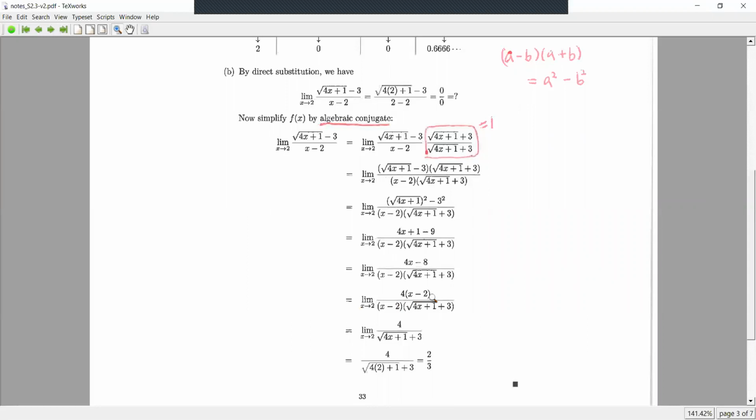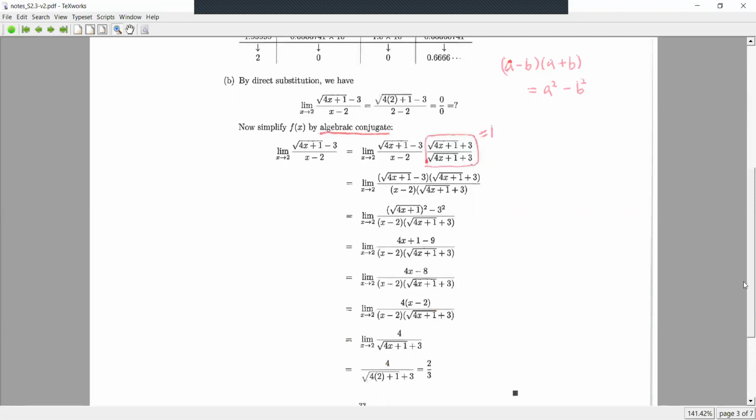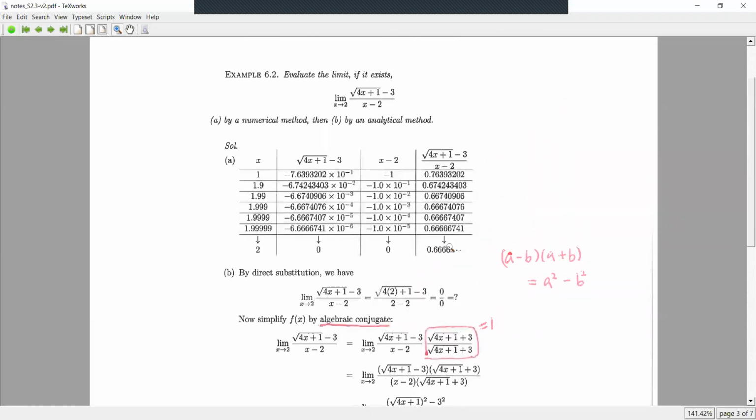Cancel x minus 2 from the top and from the bottom. We have this equation. To find this limit, direct substitution again: plug in the number 2 for x, then this limit is equal to this number. This number is 2/3. So the limit in part B, this limit is 2/3.